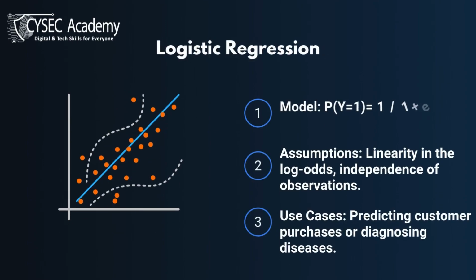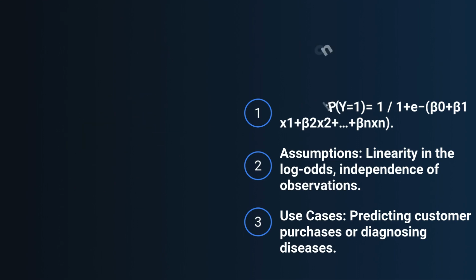2. Logistic regression. Logistic regression models the probability of binary class membership using the logistic function. Key aspects include: 1. Model. P(y=1) equals 1 / (1 + e^-(beta 0 + beta 1 x1 + beta 2 x2 + ... + beta n xn)). 2. Assumptions. Linearity in the log odds, independence of observations. 3. Use cases. Predicting whether a customer will buy a product, yes/no, diagnosing diseases based on patient data.